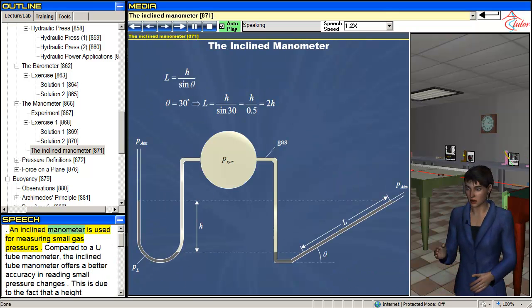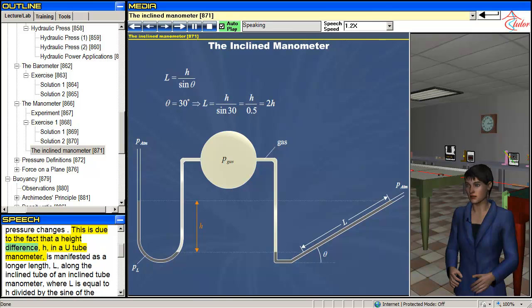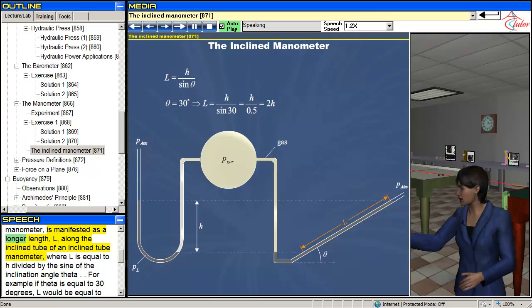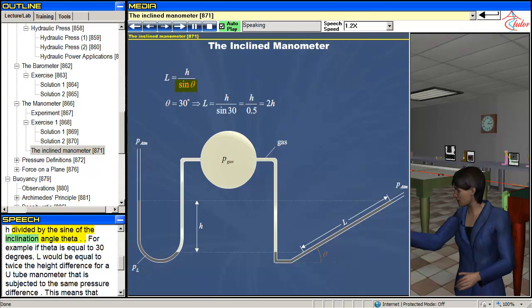An inclined manometer is used for measuring small gas pressures. Compared to a U-tube manometer, the inclined tube manometer offers a better accuracy in reading small pressure changes. This is due to the fact that a height difference, H, in a U-tube manometer is manifested as a longer length, L, along the inclined tube of an inclined tube manometer, where L is equal to H divided by the sine of the inclination angle theta.